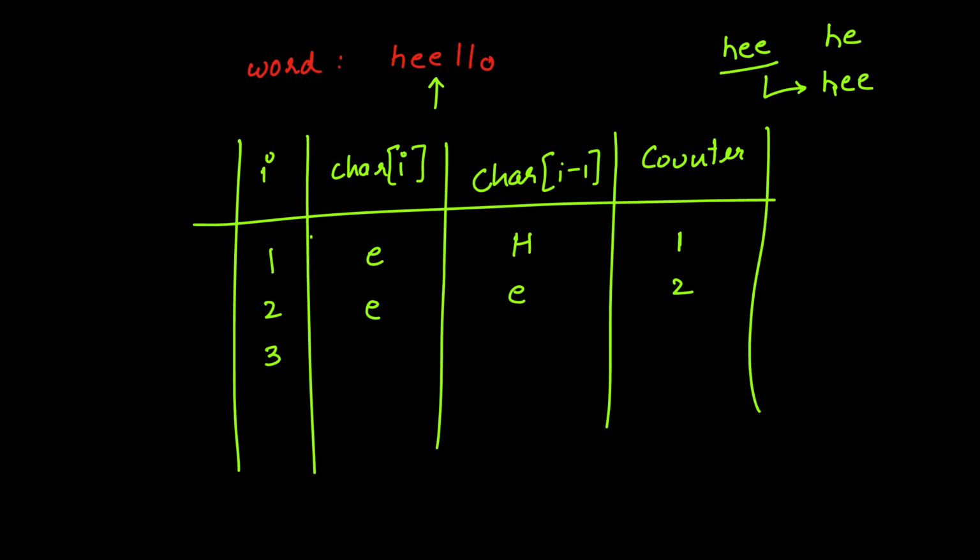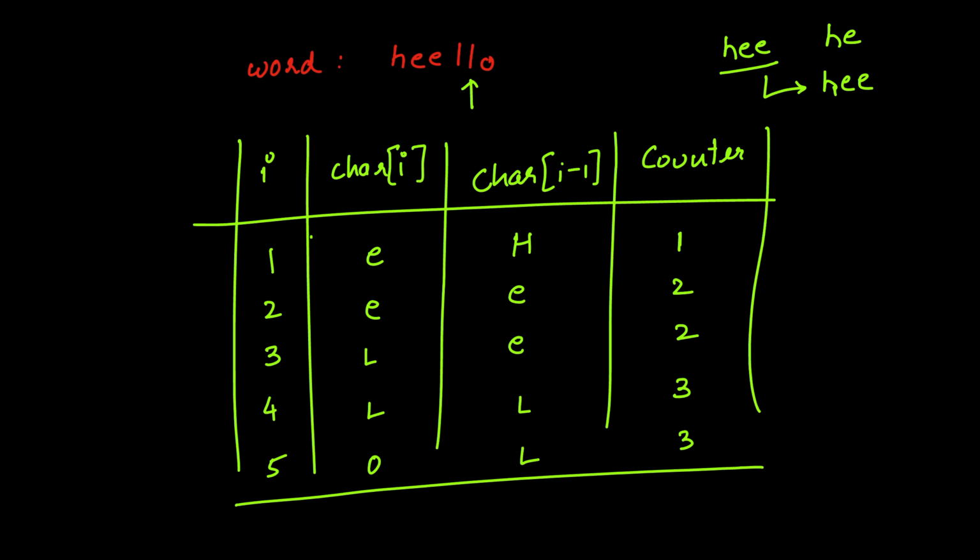Moving on with the iteration, with i equal to 3, the current value of the character is L, the previous is E. As the two characters do not match, the counter will stay as is. And moving on, with i equal to 4, the current character is L and the previous character is L as well. As they both are equal, we'll increment our counter by 1. The new value is 3. With i equal to 5, the character is O, the previous character is L. They both are not equal, so the counter stays as is. After we are done with the iteration, we'll return the counter as our output.